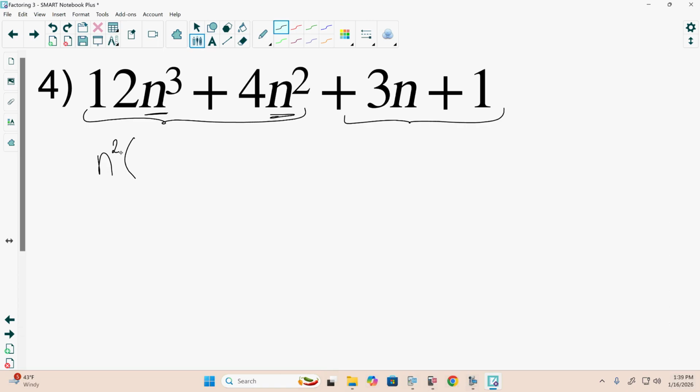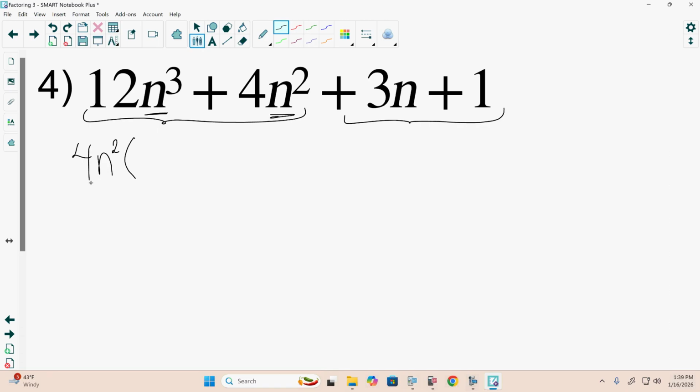Is there a greatest common factor between 12 and 4? Is there a number that divides into both 12 and 4? 2 does, but there's another. 4. 12 is divisible by 4, and well, 4 is also divisible by 4. So we can factor 4n squared out of both terms.